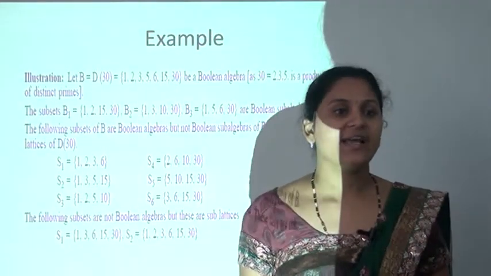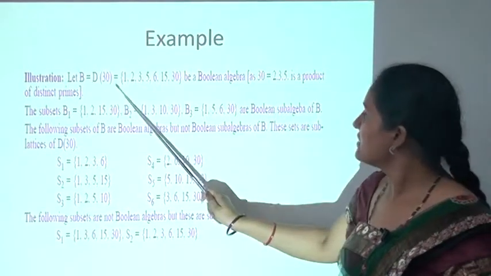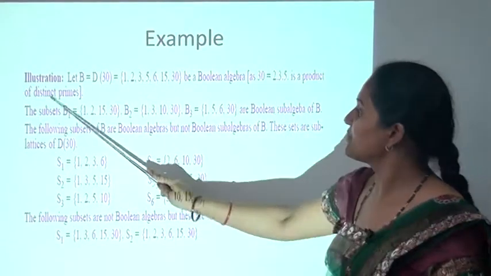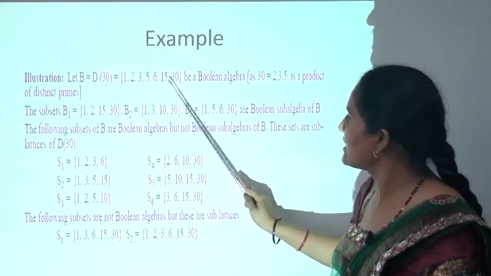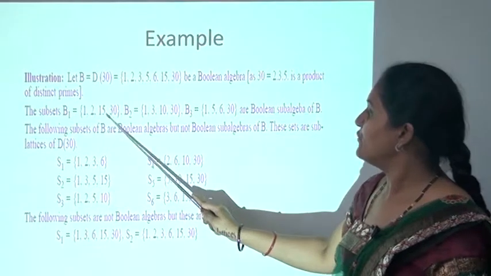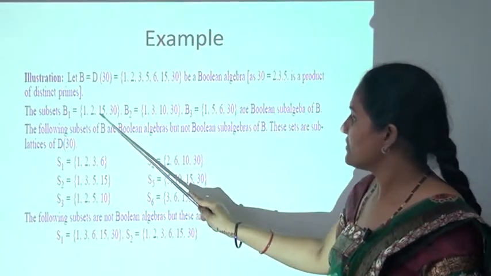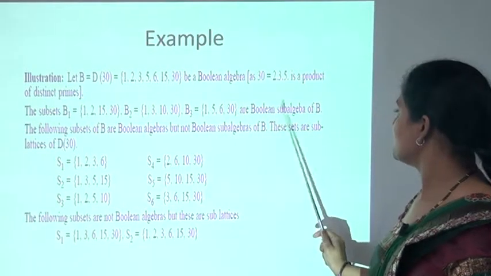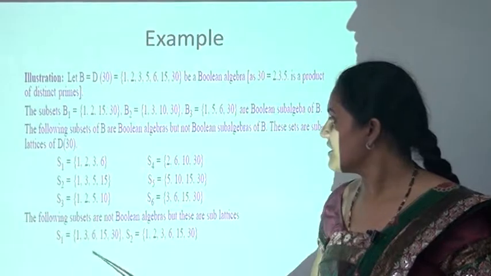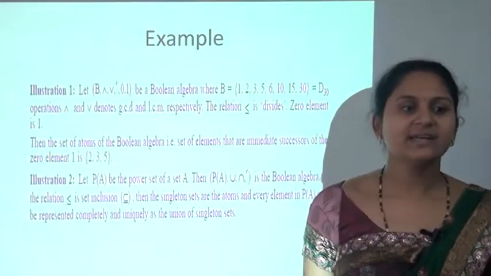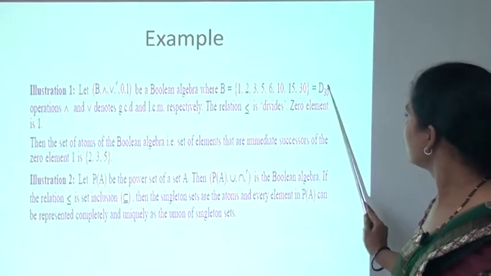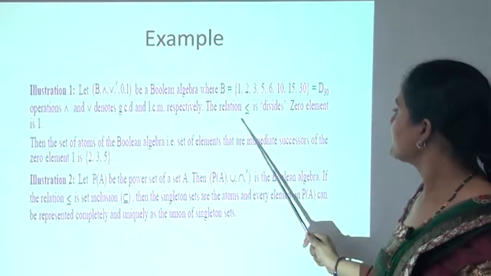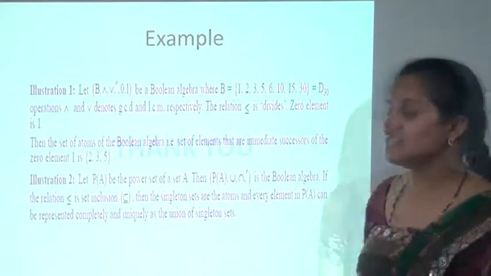Let's take another example, that is D30. Here this is a Boolean algebra because 30 equals 2, 3, 5, a product of distinct primes. Again we can take a subset of this, that is B1 equal to {1, 2, 15, 30}. These are all distinct, two primes are distinct. Here {1, 3, 10, 30} are distinct, and {1, 5, 6, 30} are also distinct. That's why this is also a sub-algebra of B. Similarly, we can show this. From join and meet, we can also say GCD and LCM are here also. The relation is less than or equal to, meaning divides, and the 0 element is 1.